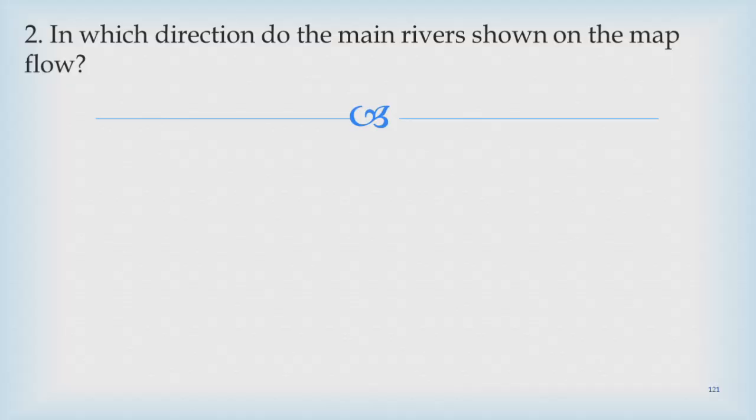Question number 2. In which direction do the main rivers shown on the map flow?